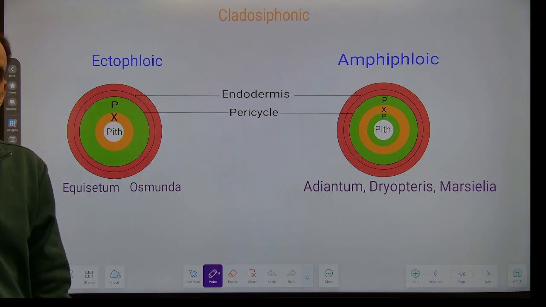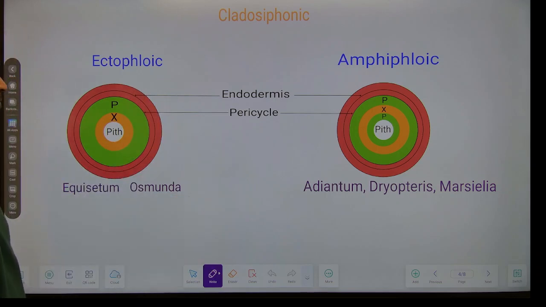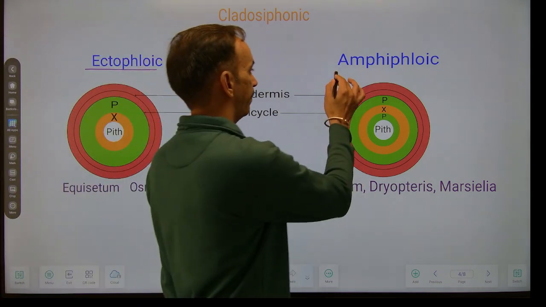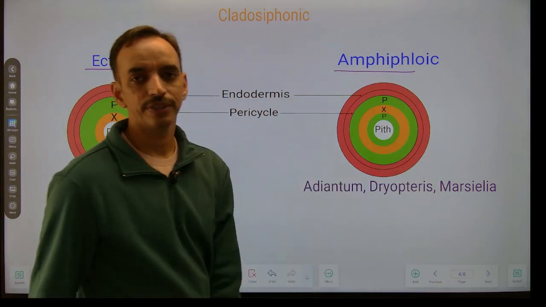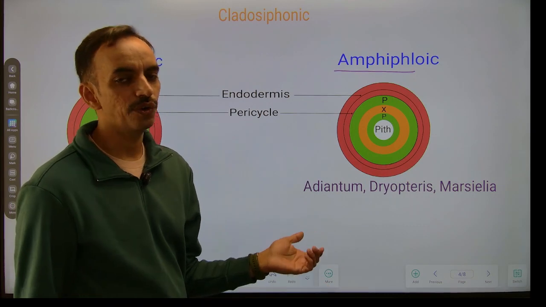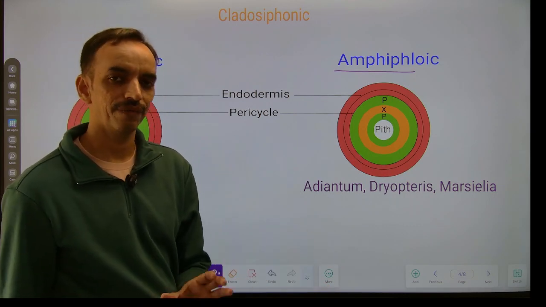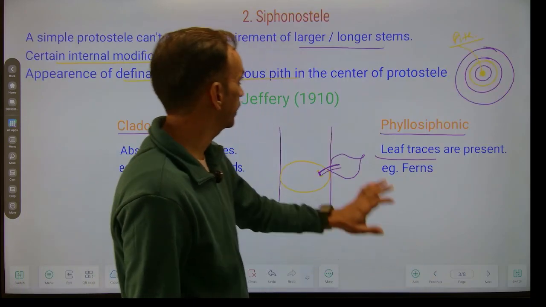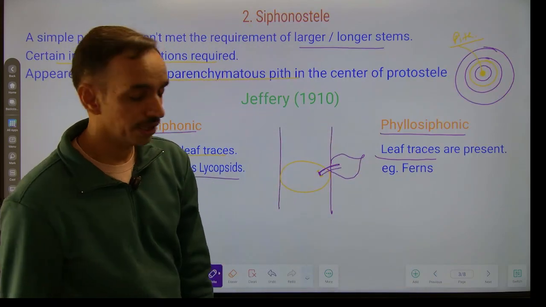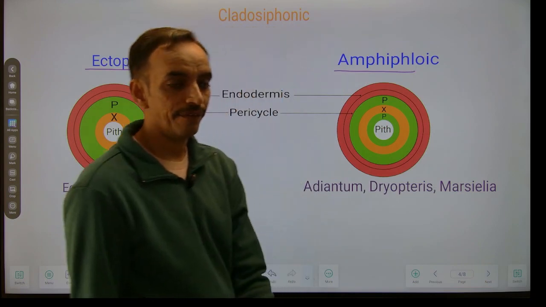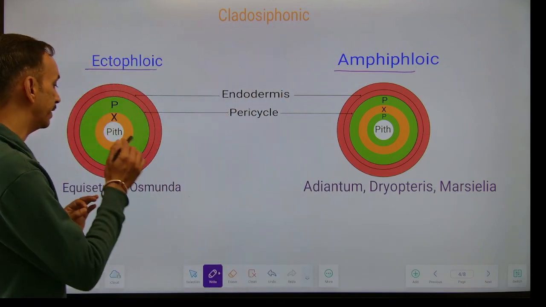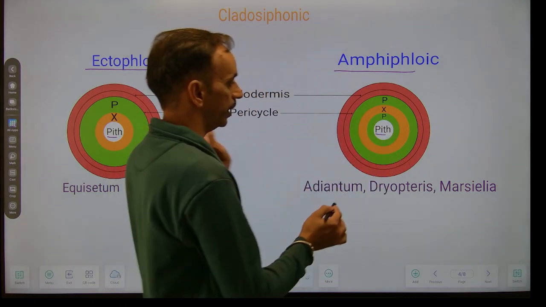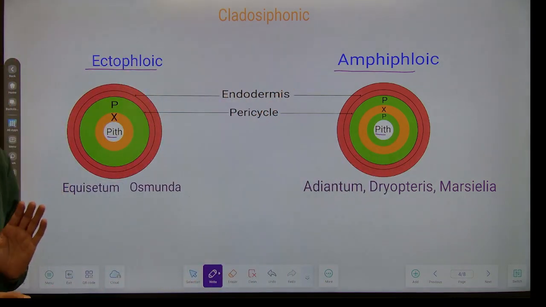Now, next, the cladosiphonic, they can be of 2 types. One is known as the ectophloic, while the other is called as the amphiphloic. As we all know that these clado and phloiosiphonic, these are the variants of siphonostele. So they are having a definite parenchymatous pith in the center, in both conditions, ectophloic and amphiphloic.